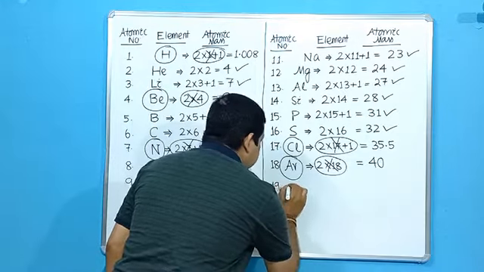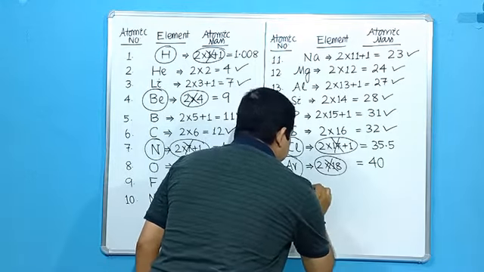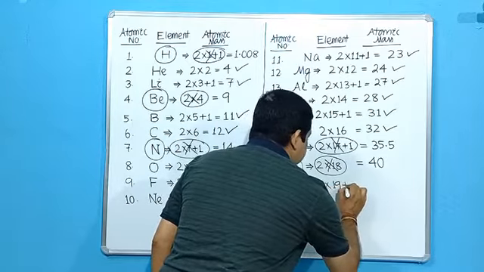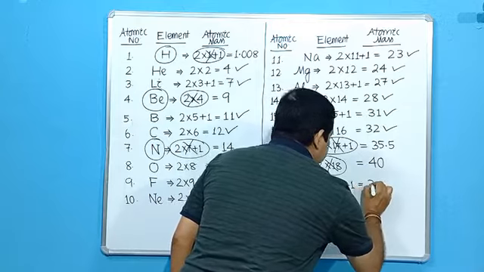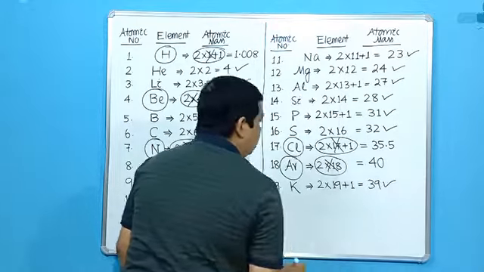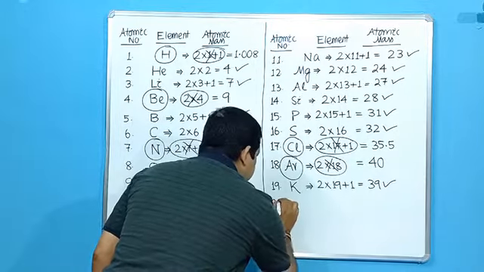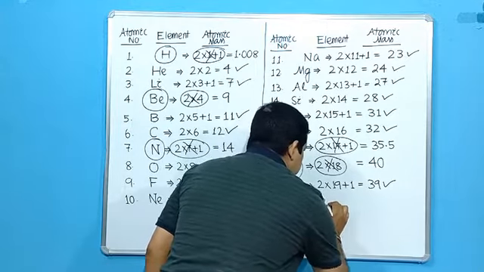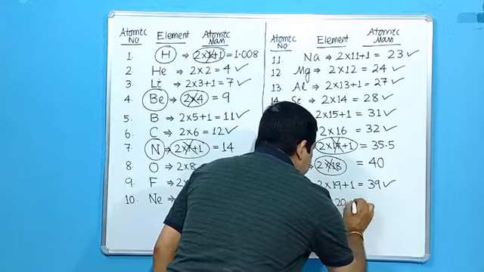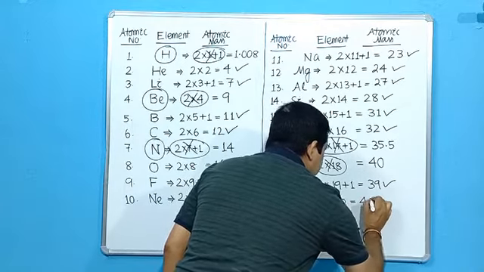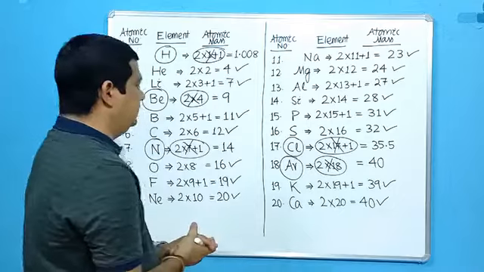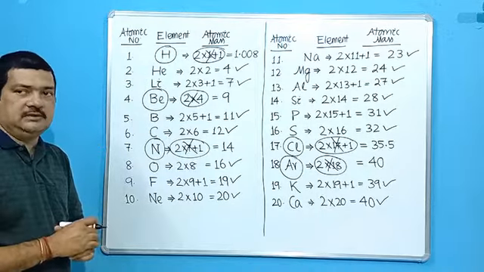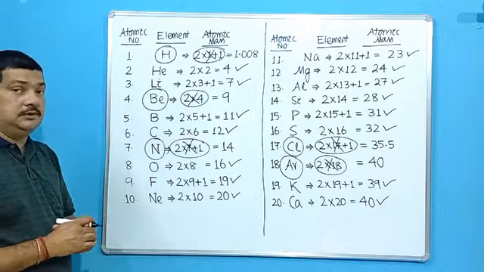Then 19, K, potassium. As per the formula, 2 into atomic number 19 plus 1, that means 39, fits the formula. 20, calcium, even. So 2 into 20, that is 40, fits the formula. Okay, so this is how we have to remember the atomic mass of elements from 1 to 20.